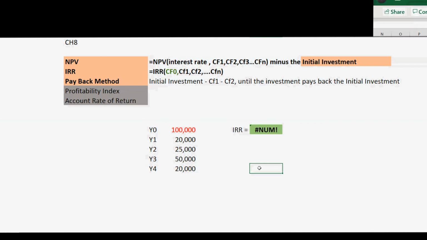Yeah, that's what happened. There you go. Perfect. Good. And that goes as a feedback to everybody, okay? If you forgot to put a negative number, if you don't put the minus here, then you're not going to get an answer for the IRR.